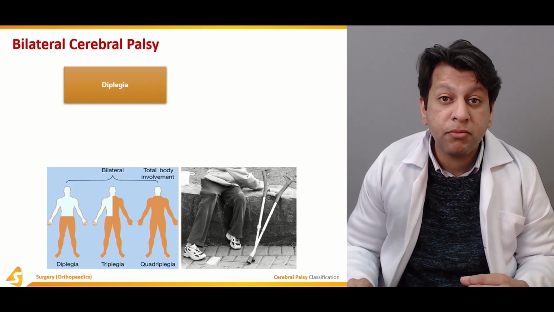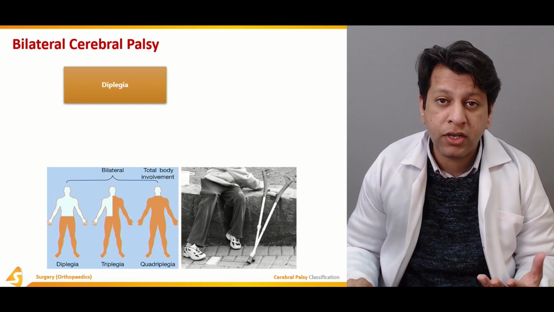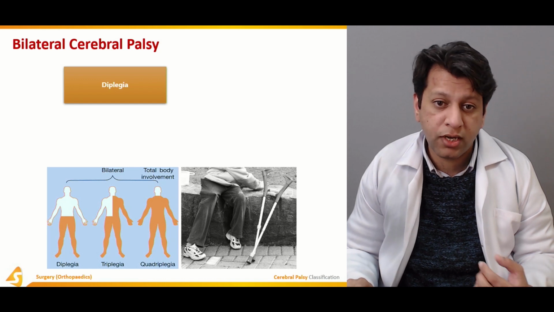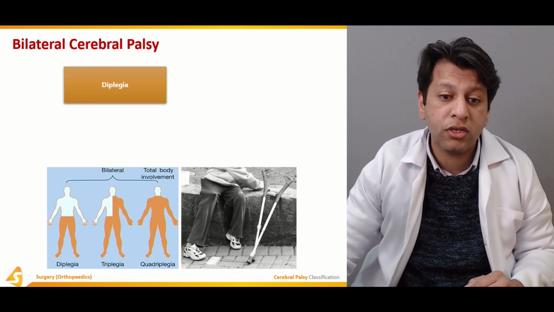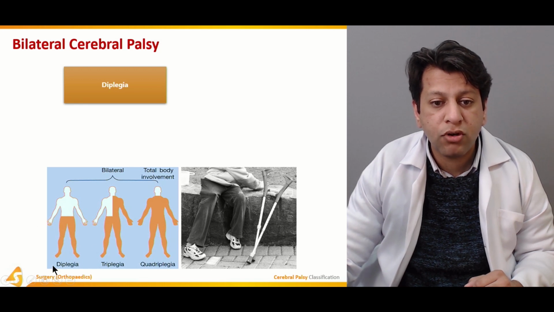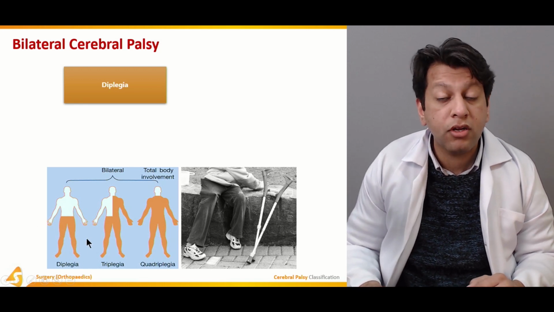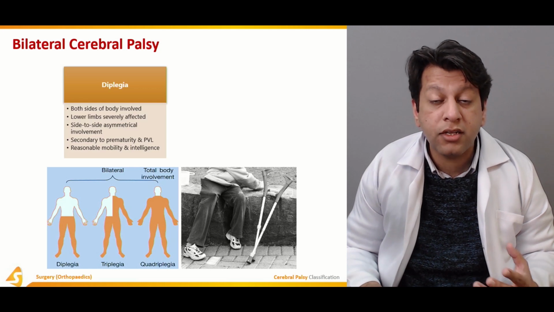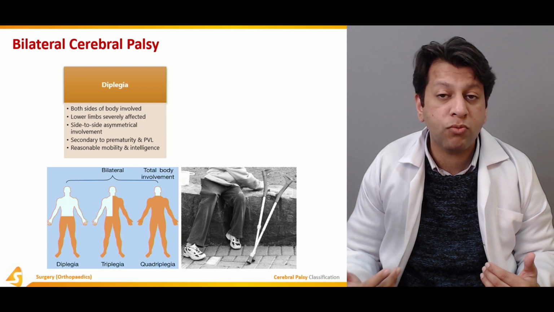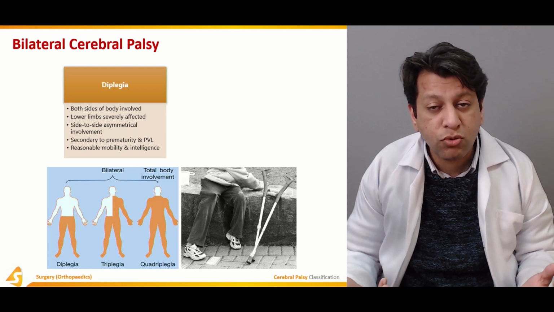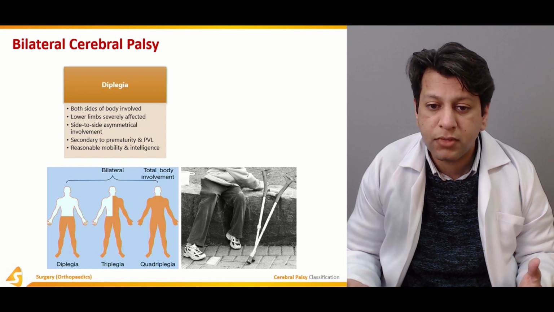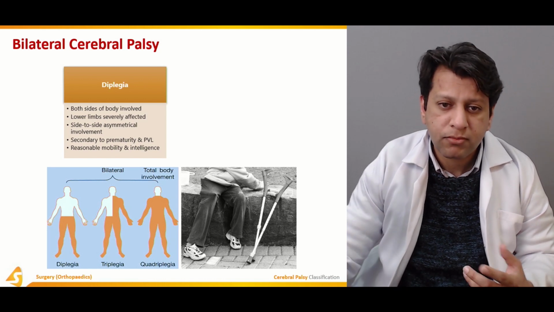Now coming to the other part of the classification, that is bilateral cerebral palsy. Bilateral means involving both sides. It could be diaplegia, as you can appreciate over here, and most commonly it affects the lower limbs. It could be triplegia as well, where only one arm is spared, but both lower limbs and one of the upper limbs are involved. Or it could be total body involvement, also called quadriplegia, where all four limbs are involved.